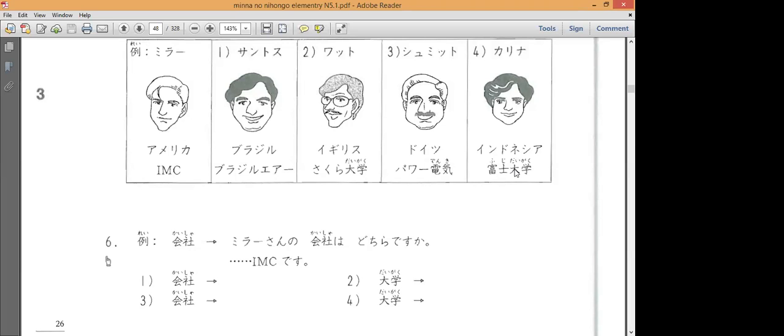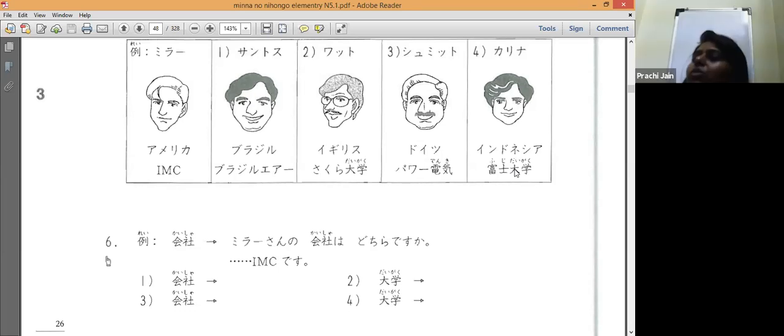Daigaku wa dochira desu ka? Fuji Daigaku.